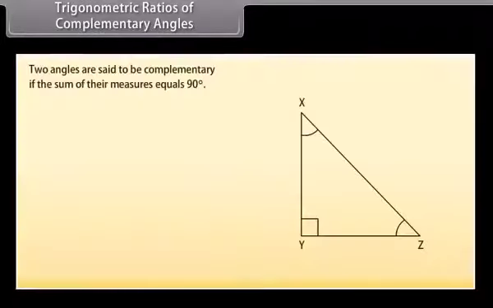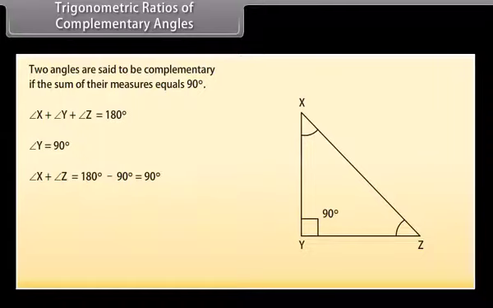Trigonometric ratios of complementary angles. Two angles are said to be complementary if the sum of their measures equals 90 degree. Consider the triangle XYZ, right-angled at Y. Angle X plus angle Y plus angle Z is equal to 180 degree. Angle Y is equal to 90 degree. Angle X plus angle Z is equal to 180 degree minus 90 degree equals 90 degree, which implies angle X is 90 degree minus angle Z. Or simply, X is equal to 90 degree minus Z.